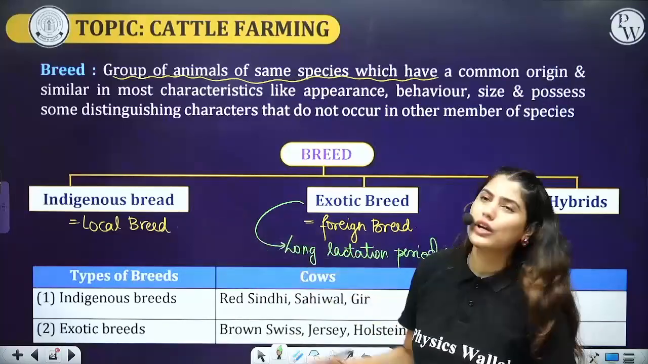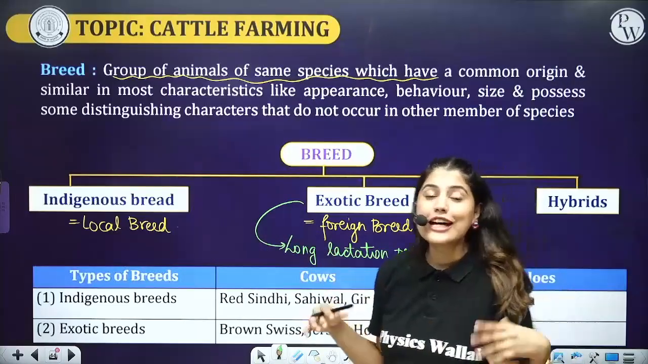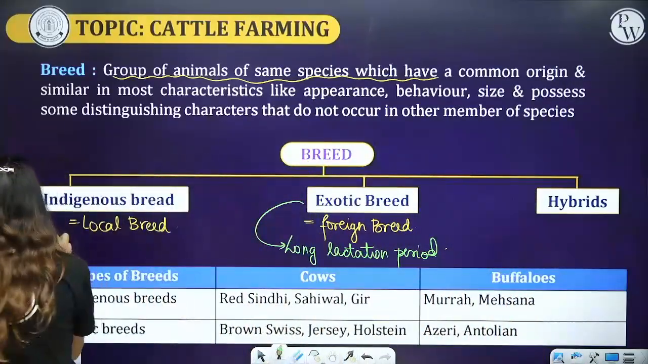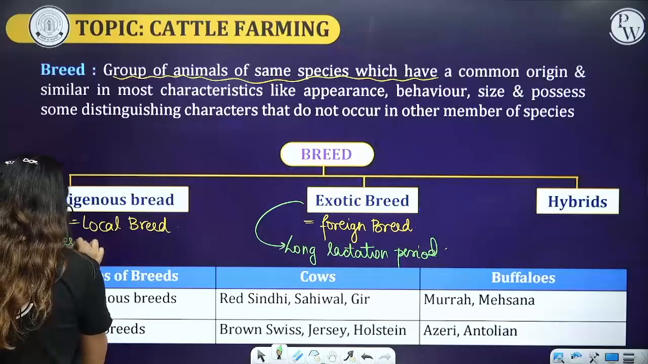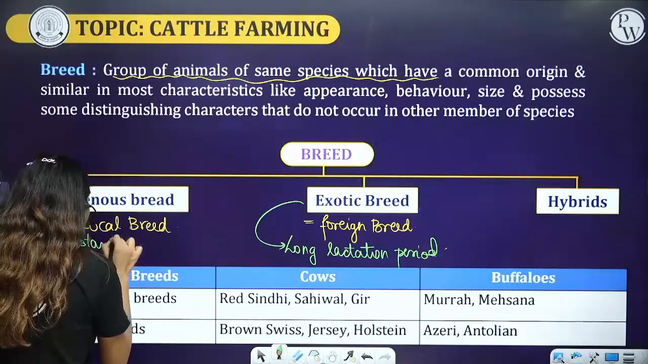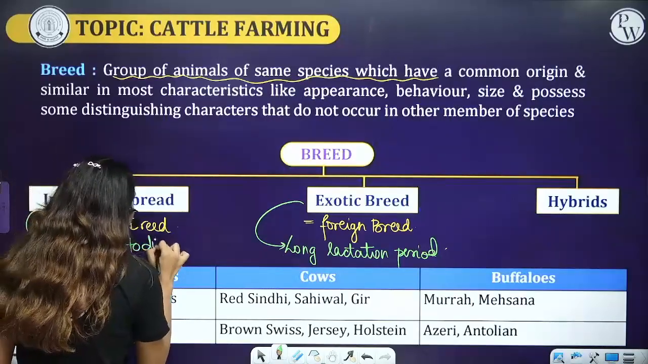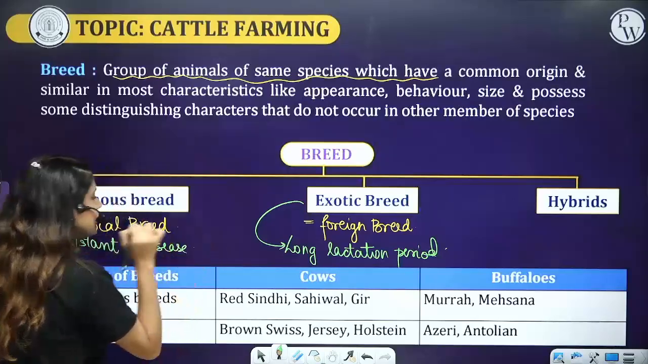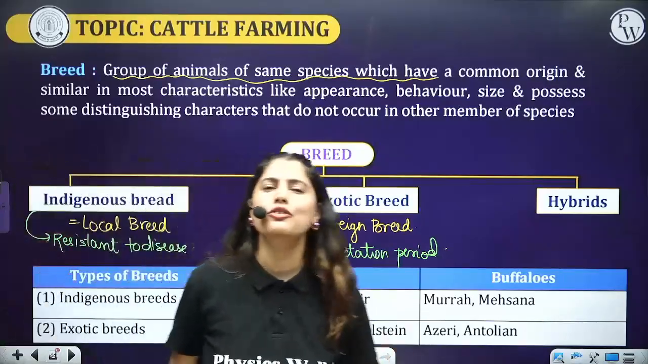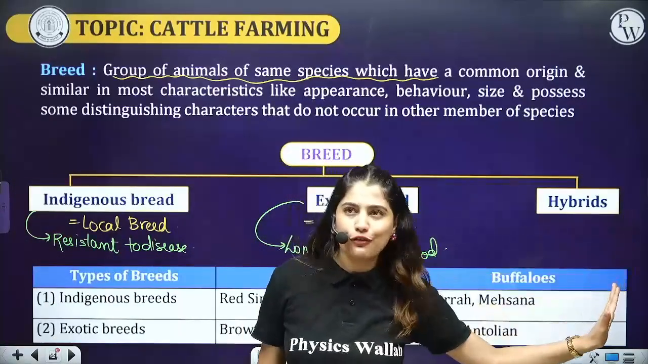What quality do our local breeds have? That they are resistant to diseases. They are not catching diseases very easily. Now again, you will be like, I want both characteristics in one. I want one phone which can do everything for me.